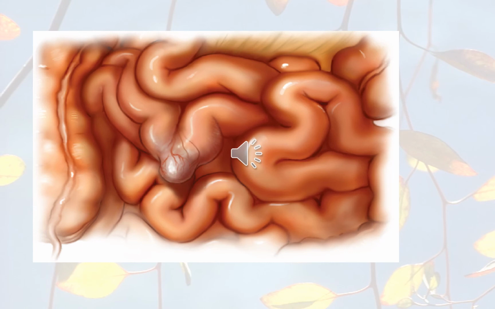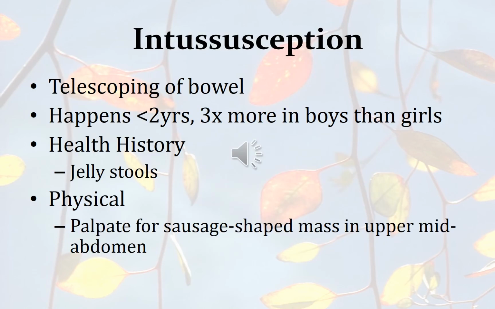Again, I like showing you guys visuals so you can get a better idea of what is going on, and this is just a picture of what Meckel's diverticulum looks like, and it's really just a little outpouching there in the small intestine.